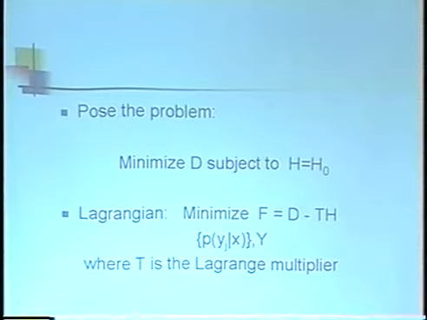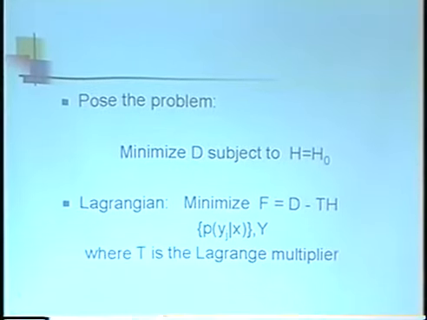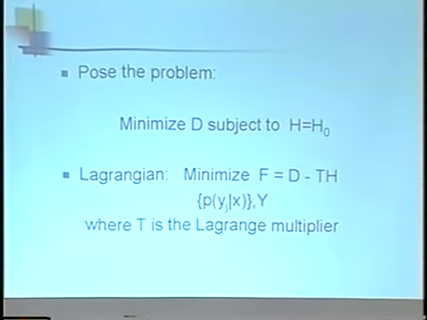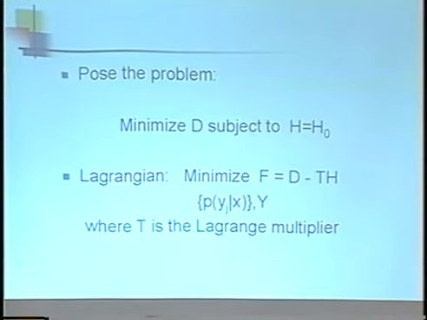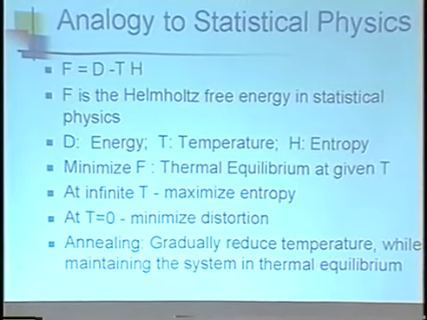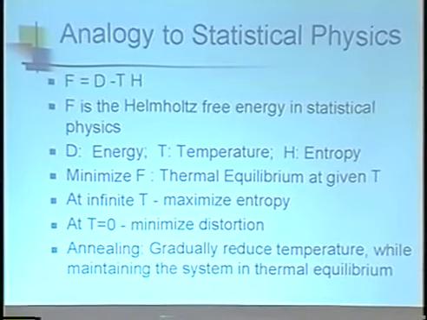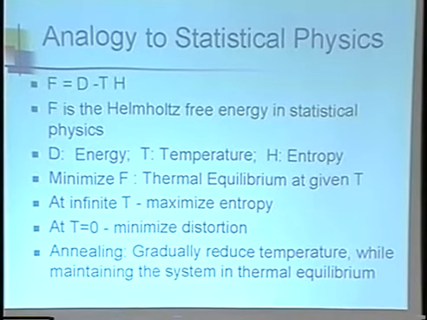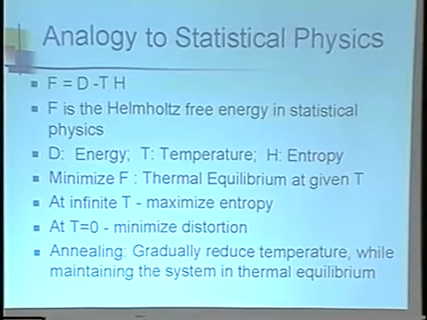So the problem that we're having is: minimize D subject to H equals some value, H naught. Of course, we can write it as a Lagrangian, minimize F, which is D minus TH, over the random partition and the code book. T is a Lagrange multiplier, and the funny choice of notation will become obvious now. There is a very strong analogy to statistical physics in the way we're doing things. If you look at this equation, F equals D minus TH, even on a superficial level, you may recognize a cornerstone equation in statistical mechanics, thermodynamics, which is the Helmholtz free energy, where if you assume that D is the energy, T is the temperature, and H is the entropy, then F is the free energy.